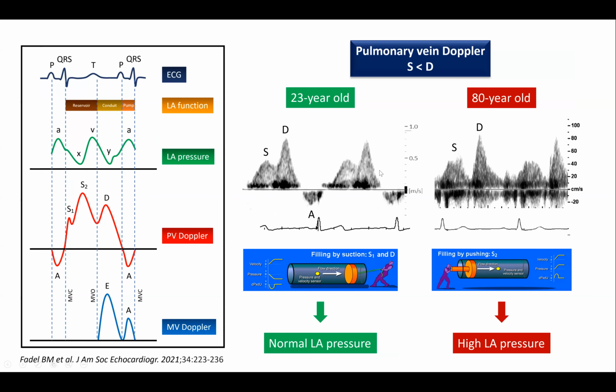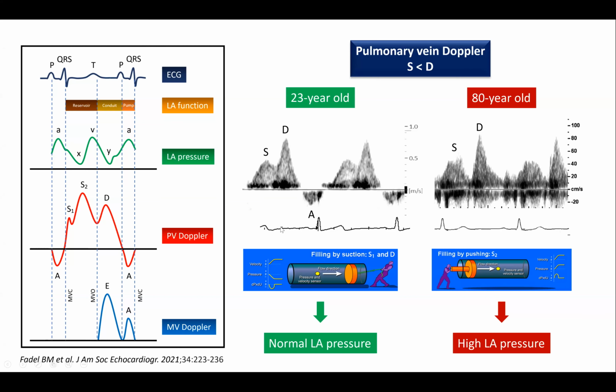Again, if you remember the two patients presented in case 1 and case 2: the young 23-year-old who has a small S and a large D wave has a large E wave across the mitral valve because the LV is being filled by suction. Here, the 80-year-old also has a small S wave and a large D wave, again implying a large E wave, but the large E wave here is because of the high LA pressure. So the LV is being filled by pushing, and you just need to remember to see this difference.